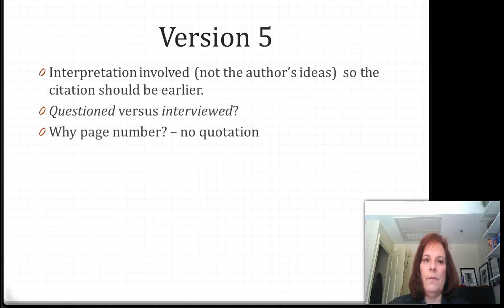Version 5. Gets a little better, except that there's one sentence here that doesn't come from the original. This is the student's interpretation. Look at that last sentence. And also he uses the word questioned instead of interviewed. I don't know, maybe this is being picky, but I like the word interviewed instead of questioned.